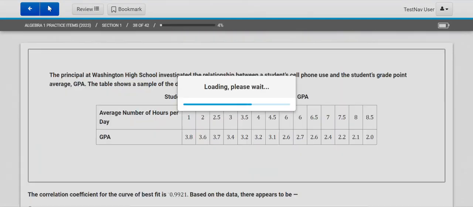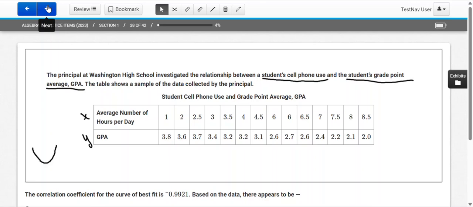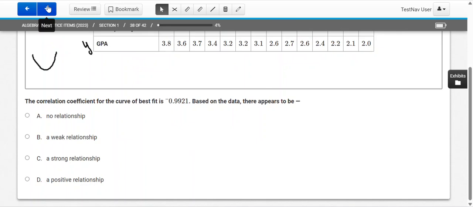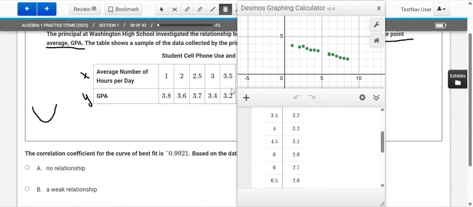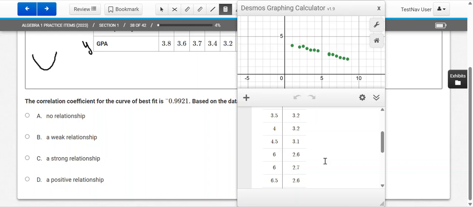All right. It says the principal at Washington High School investigated the relationship. It's the same stuff. The correlation coefficient of the curve of best fit is negative 0.9921. Okay. So the correlation coefficient basically tells me how much it fits a linear relationship.